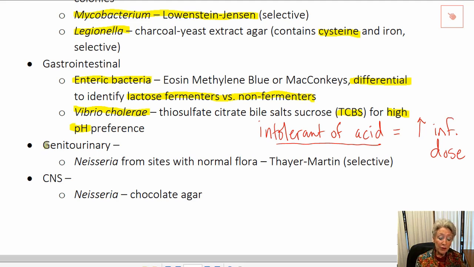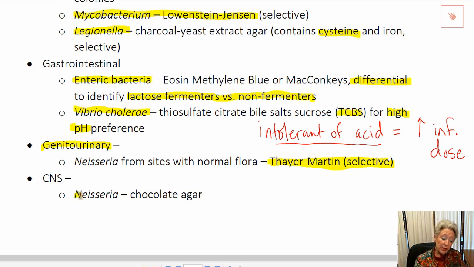The genitourinary organisms, remember with Neisseria, I have to tell the difference between normal flora gram-negative diplococci and the pathogen. So Thayer-Martin is a selective medium that allows me to distinguish the difference between the pathogens and the normal flora. It has antimicrobics and antifungals added.